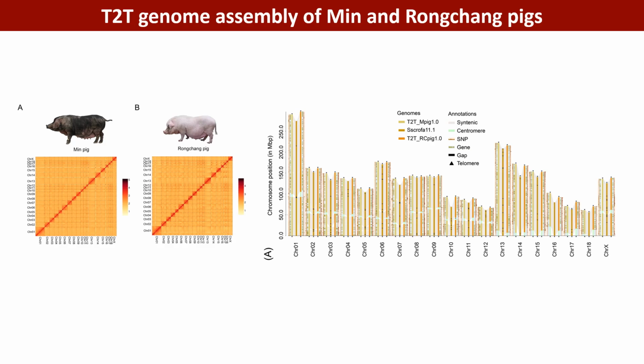We assembled the T2T genomes of Min and Rongchang pigs by integrating multiple sequencing platforms and assembly methods. The Min pig genome is gap-free, with a contig N50 of approximately 143.37 megabits and a total genome size of about 2.66 gigabits. The Rongchang pig genome contains a gap in the repetitive sequence region, with a contig N50 of about 143.96 megabits and a total genome size of around 2.68 gigabits.